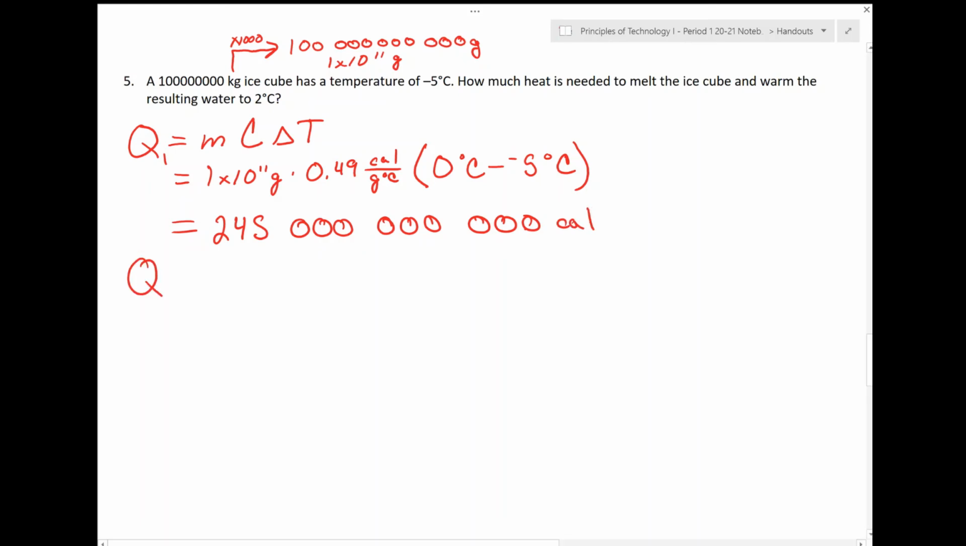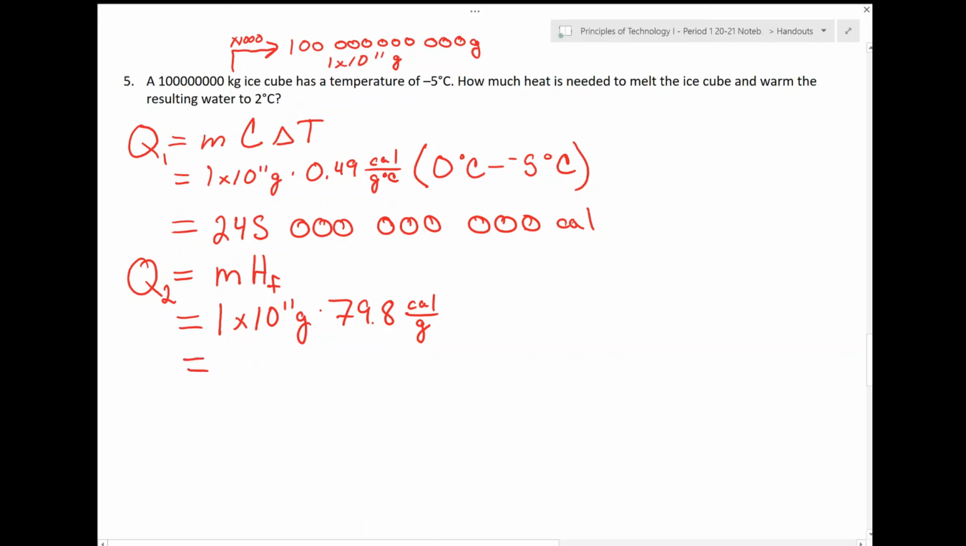Part 2, we need to find how much heat it takes to completely melt this ice cube. And to figure that out, we need to use the equation for heat of fusion, which is the mass of the object times the heat of fusion. So once again, the mass of the object that we're going to use is 100 billion grams. And we're going to multiply that by the heat of fusion that is found in section 1.4 of your book for water, 79.8 calories per gram.